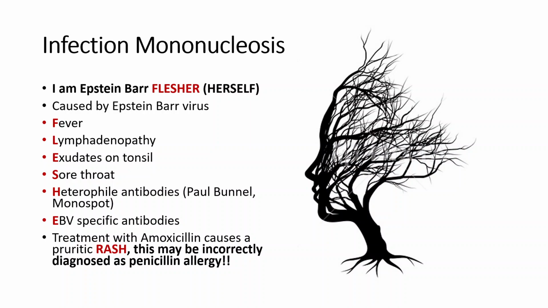Now, we should know that the treatment of infectious mononucleosis is supportive. But if for one reason or the other the patient receives amoxicillin during this time, this patient will develop a pruritic rash that may be incorrectly diagnosed as penicillin allergy. It is also worthy of note that infectious mononucleosis is also known as glandular fever.